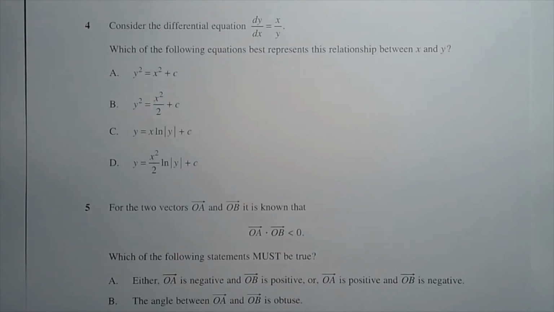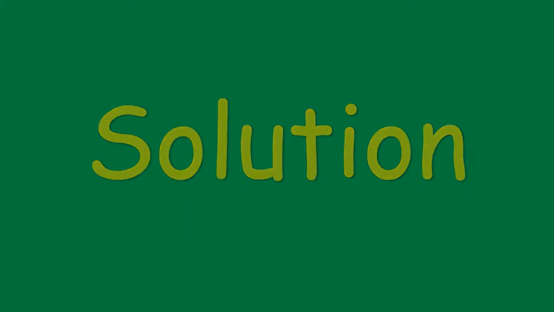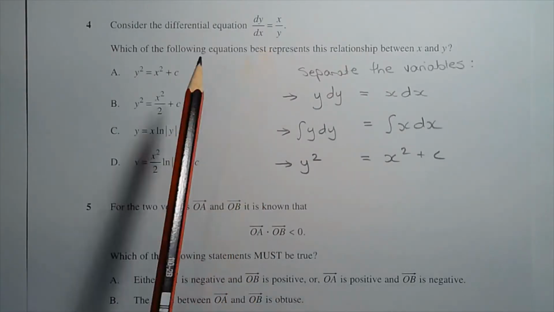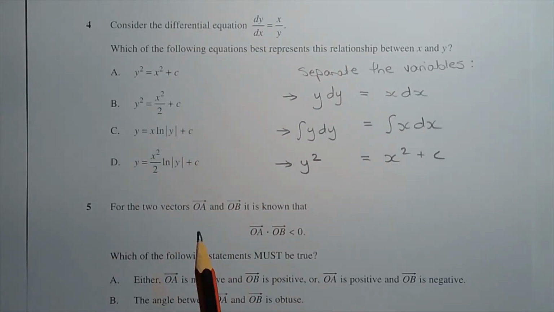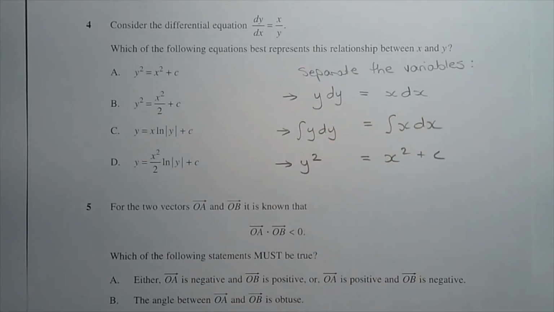Question 4. Consider the differential equation dy over dx is equal to x over y. Which of the following equations best represents this relationship between x and y? This is a separable differential equation. So we'll start by separating the variables by cross multiplication. Hence, y dy is equal to x dx.